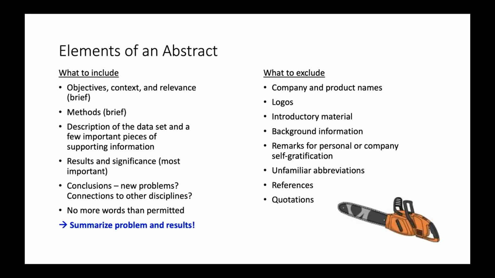Another important part of an abstract is what to put in it. Certainly the objectives and context of your study is key. The methods of how you're doing your work are important. I think one thing that is overlooked way too often is a description of the data set. How are you drawing your conclusions? And I'll give an example.